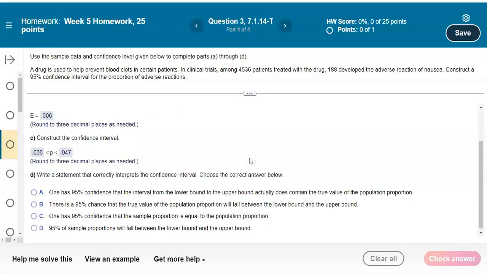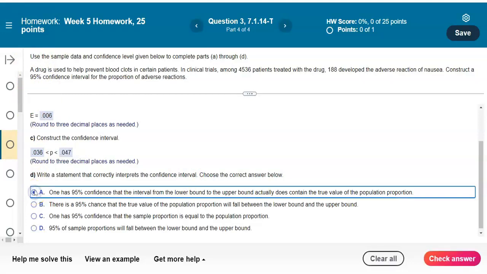Finally, we need to interpret this confidence interval. Remember, we had a 95% confidence interval here, and this was the interval we came up with. So the correct way to state this, where it says write the statement that correctly interprets the confidence interval, the correct one is going to be letter A. We have 95% confidence that the interval that we just came up with from the lower bound to the upper bound actually does contain the true value of the population proportion.